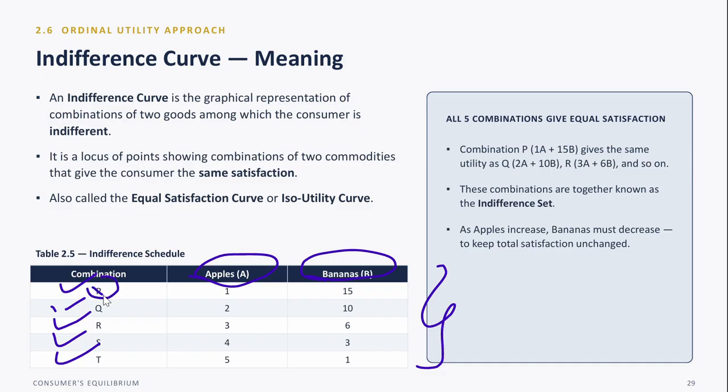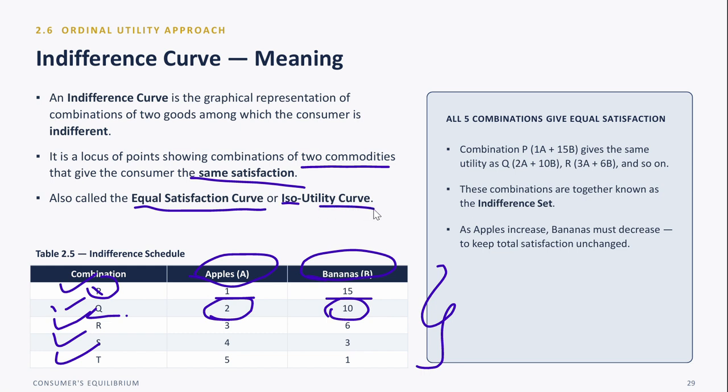Let us see the combination P. In this we have 1 apple and 15 bananas. It is going to give the same satisfaction to the consumer as combination Q with 2 apples and 10 bananas. So it is a locus of points showing combinations of two commodities that give the consumer the same satisfaction. It is also called the equal satisfaction curve or iso-utility curve. Okay, so all 5 combinations give us equal satisfaction. These combinations are together known as the indifference set. If we take all of these 5 combinations right here, we could refer to them as the indifference set.